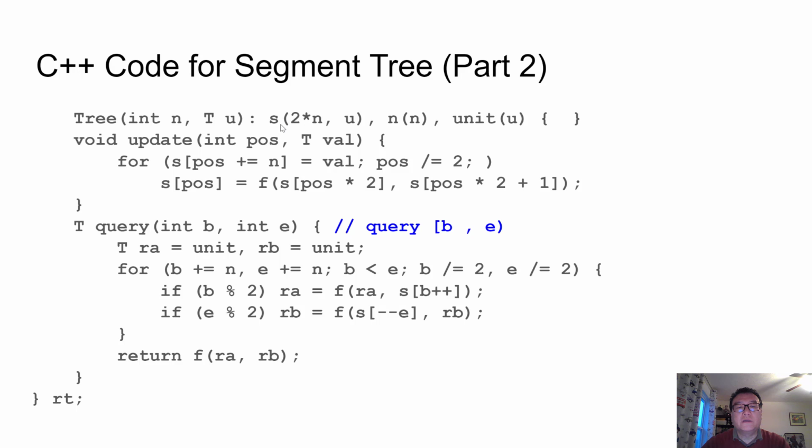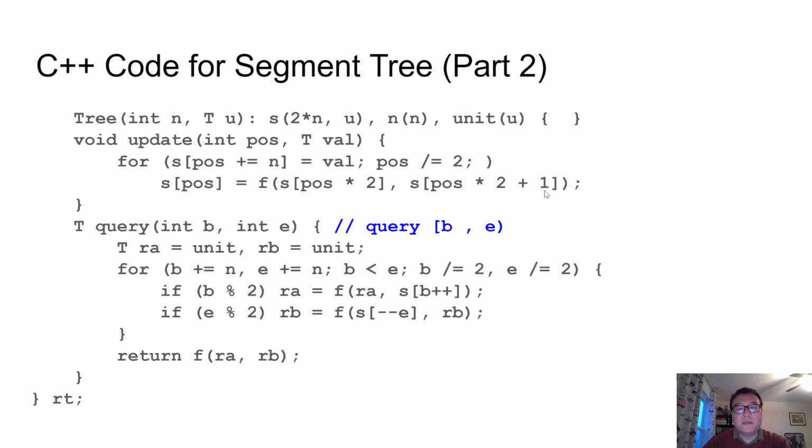So create the array of size 2n, then assign n to the class variable n, and then assign the base value unit. When you update, you provide the position you want to update and also the new value. So this assignment here, this equal means assign. If you want to do increment, this will be plus equal. The base values in the leaves of the segment tree are stored in the second half, so the position actually stored is plus n.